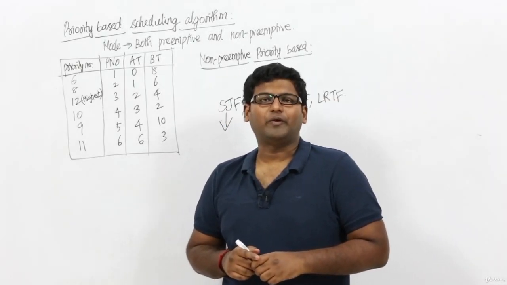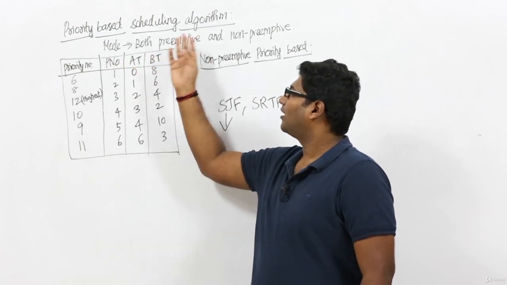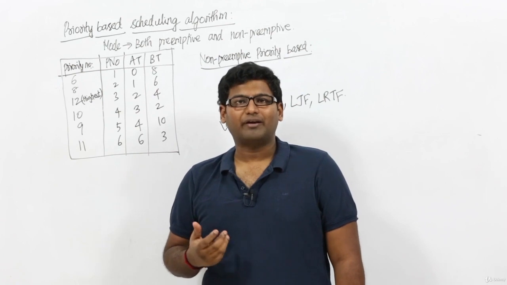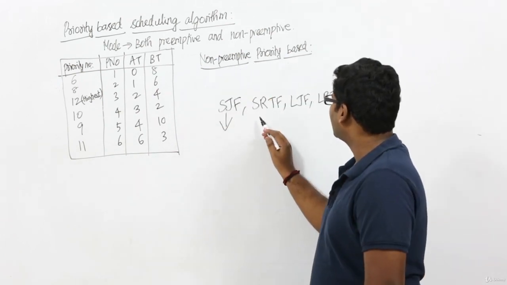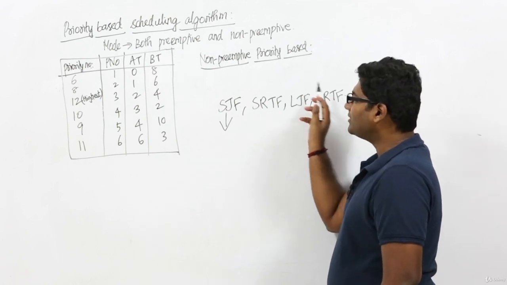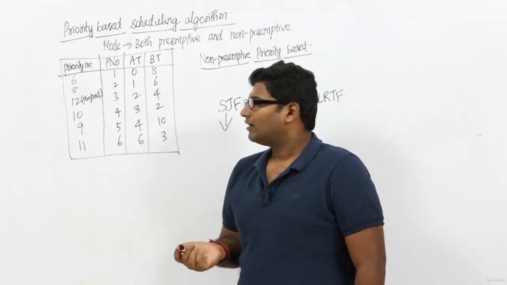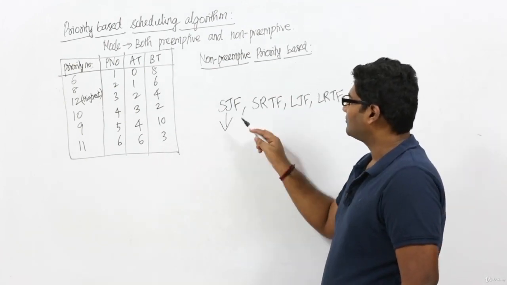Now let's see the next scheduling algorithm. The next scheduling algorithm is priority based scheduling. Actually, we have seen a lot of priority based scheduling algorithms, right? We have seen SJF, SRTF, LJF, LRTF. All these are priority based scheduling algorithms. Why? Because we give higher priority to processes with shortest burst times over here.